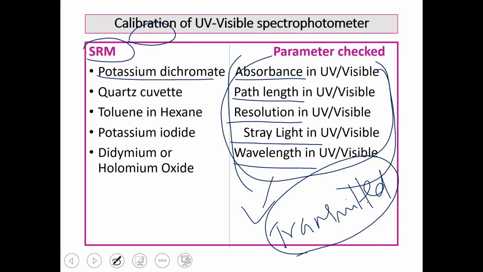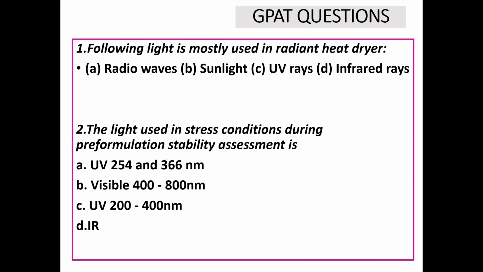These are the parameters really checked for the performance of any spectrophotometer during the calibration process. For absorbance, they use potassium dichromate; for path length, a matched pair of quartz cells; toluene is used for resolution; holmium oxide for wavelength; and potassium iodide for stray light. So please note what parameters are checked and using what standards. I'm not going to detail the calibration unless it is required for today's session.